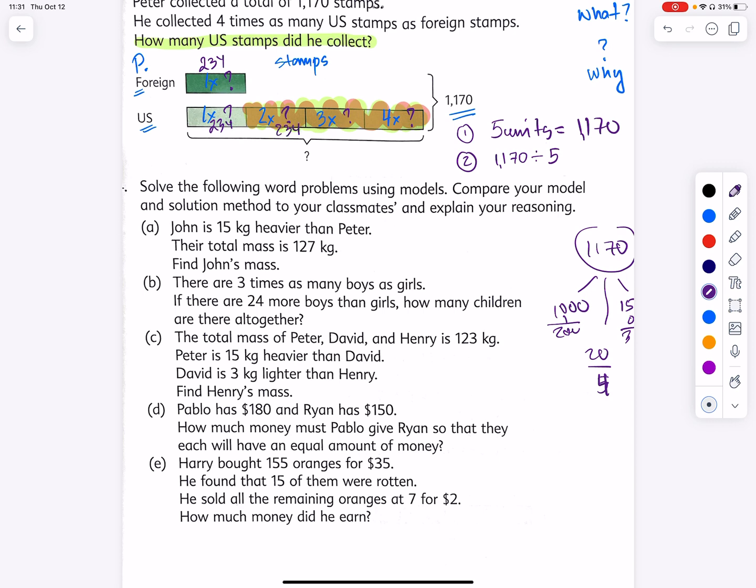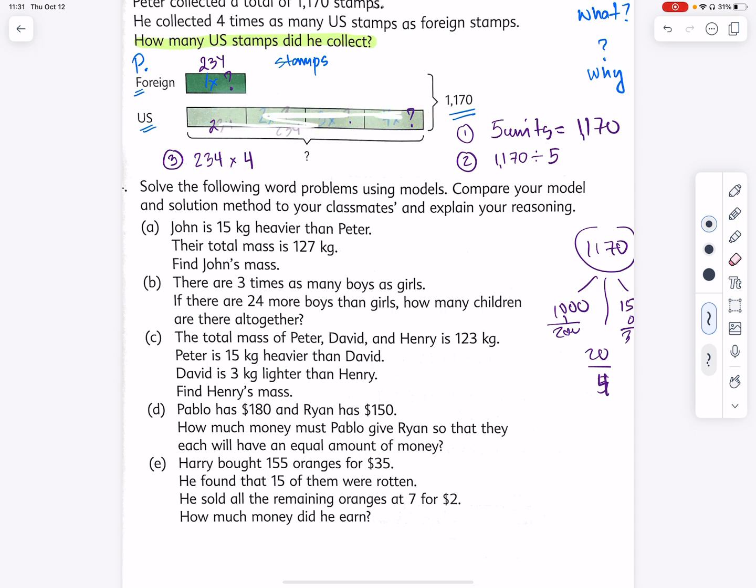Now, how do we find out how many US stamps? Step 3. 234 times 4, right? We have 4 units of 234. Let me clean up this messy writing. So inside each unit is 234 stamps, 234, 234, 234. Of course, 234 times 4, and that will be the total number of US stamps.